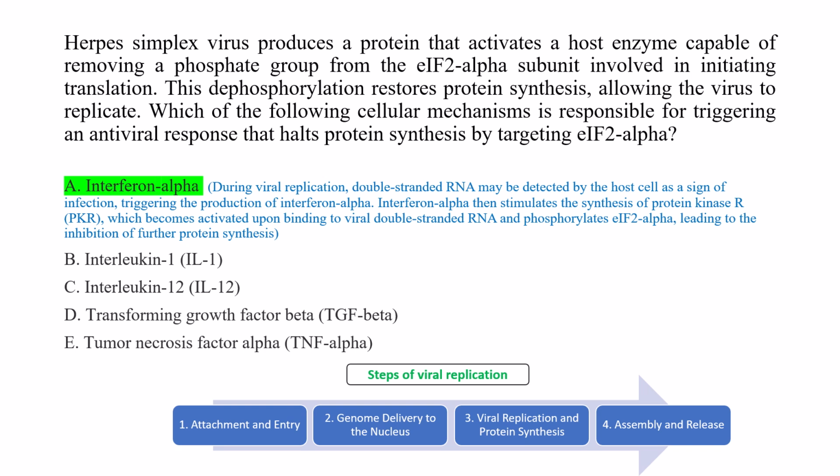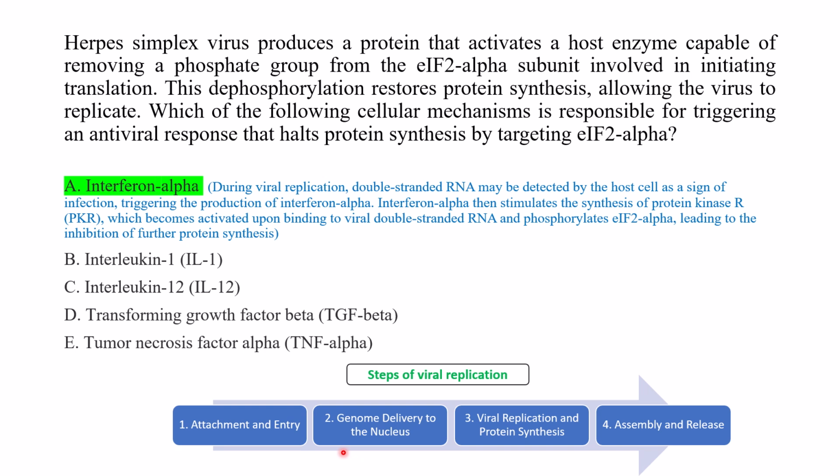Interferon alpha. Before I explain why option A is correct, let's have a look at the steps of viral replication. In the first step, there is the attachment and the entry, in which the herpes simplex virus binds to specific receptors on the host cell surface using viral glycoproteins. It fuses with the host membrane and releases its capsid into the cytoplasm.